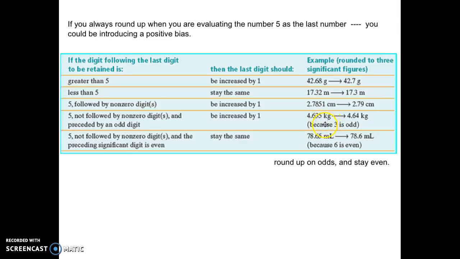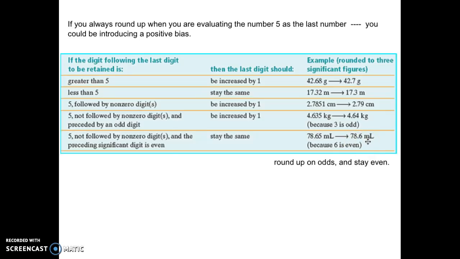So your book follows these rules of you round up on odds. So the 3 in front of the 5 is an odd number, so you're going to round up to 4.64. But if you have an even number in front of the 5, you would stay even. And just keep this at 78.6.